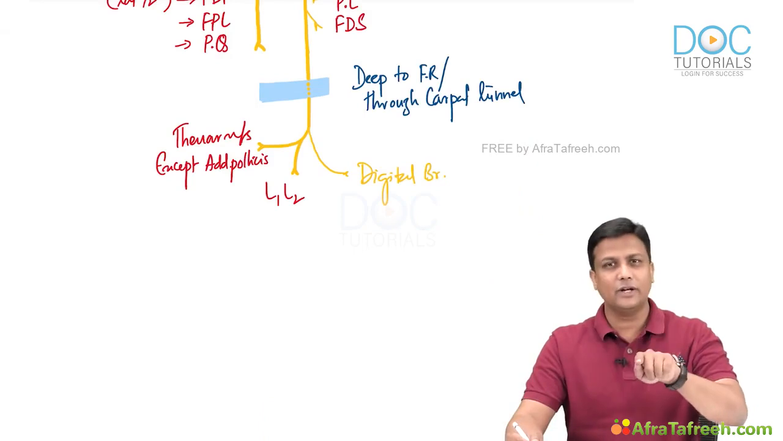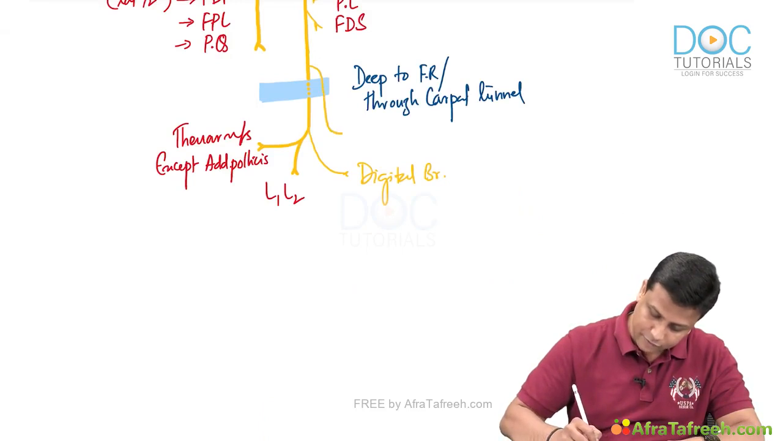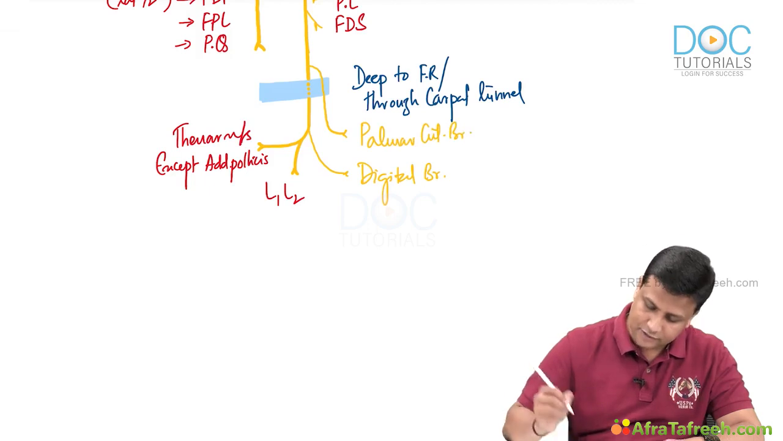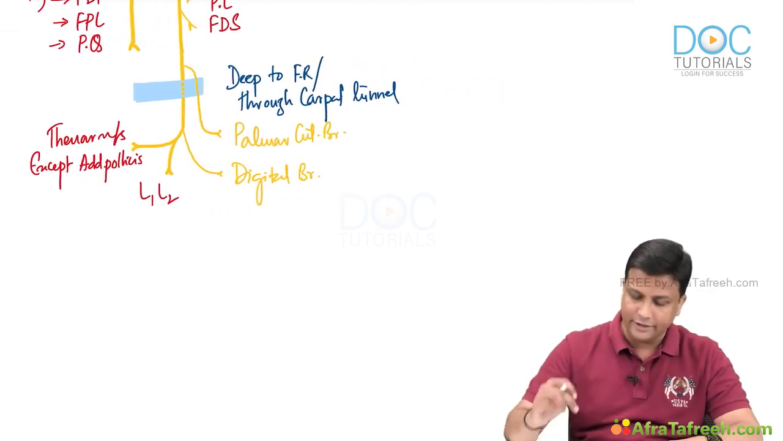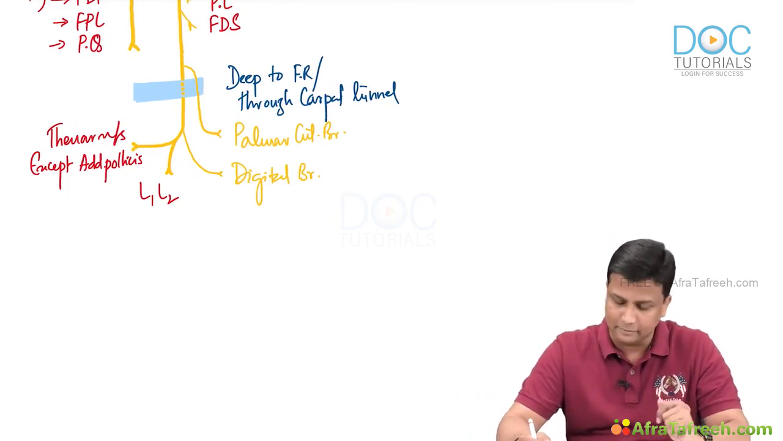Okay, so it's very simple, guys. The median nerve is going deep to the flexor retinaculum, but the branch, that is your palmar cutaneous branch, will be going superficial to this one. Palmar cutaneous branch, guys. Now let us learn a little bit in more detail about these two branches, the palmar cutaneous branch and the digital branch, and their supply.